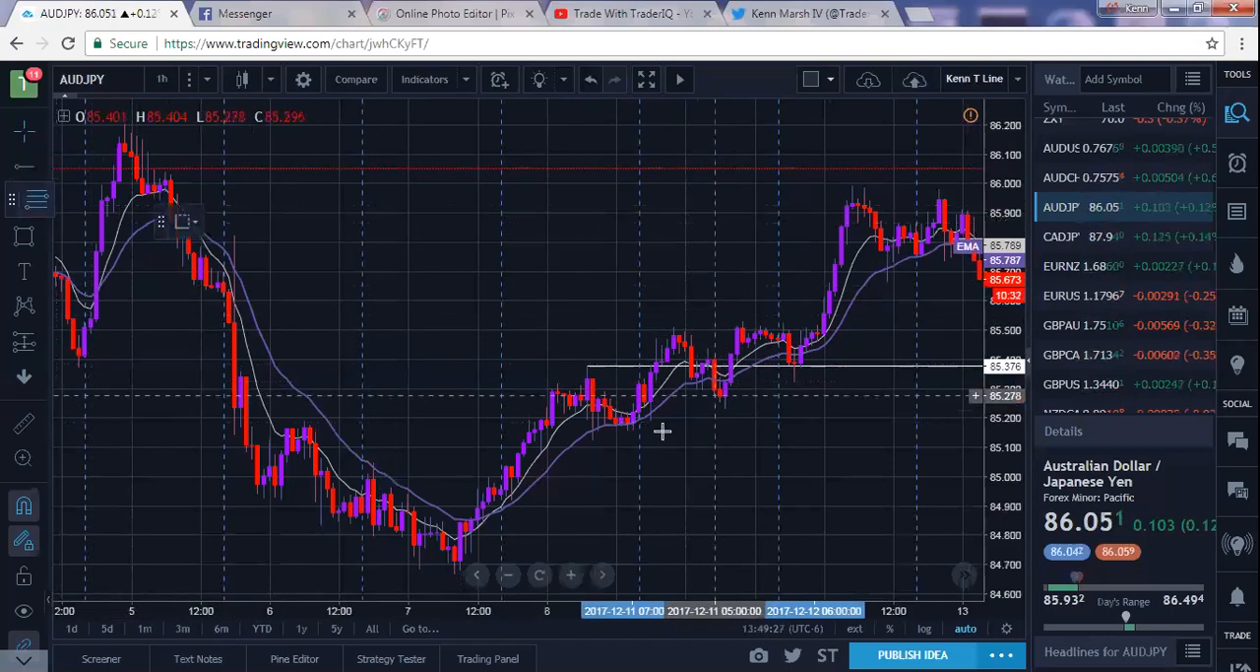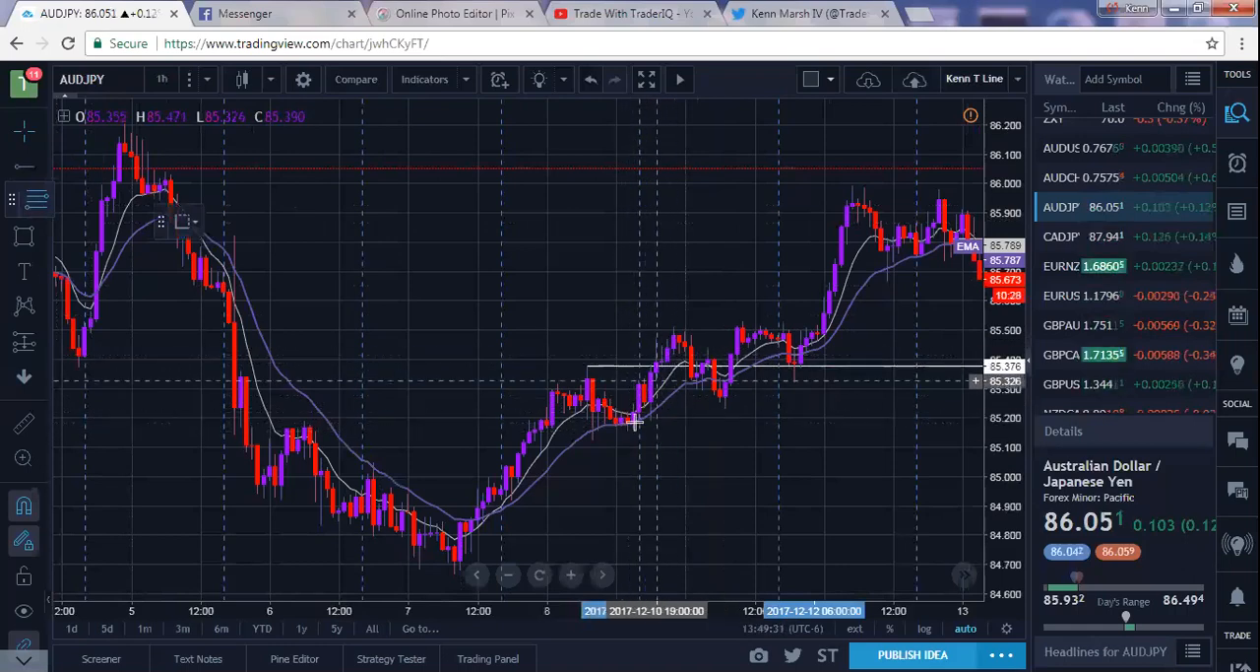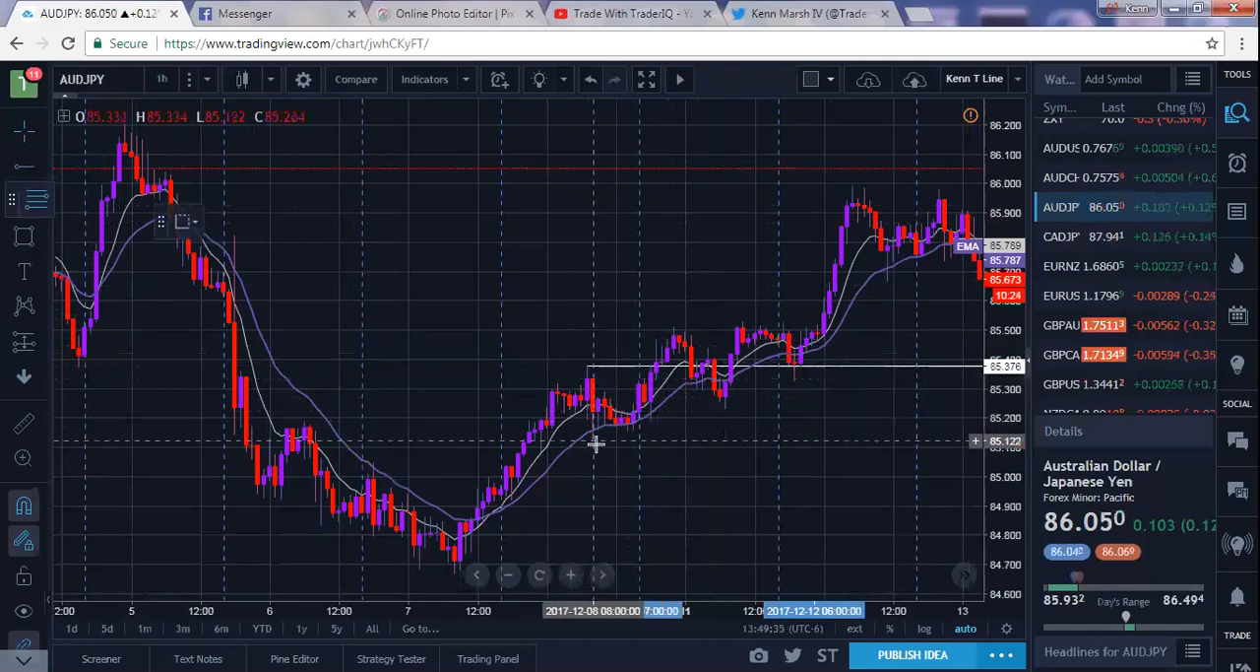So let me draw the Fibonacci, and we're going to draw the fib from where the move started that broke this high, not here, but here. You could do it here, it doesn't matter, it works out the same. And if you'd like to see it, I can actually do it.